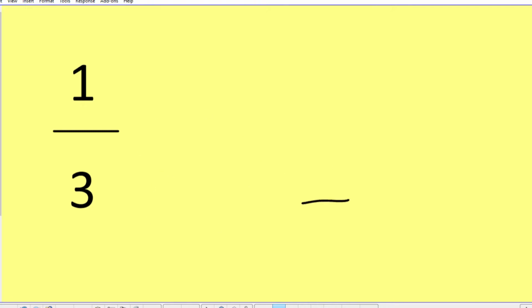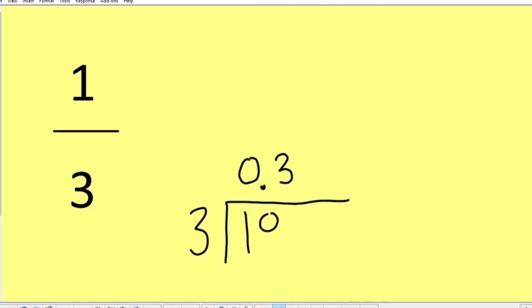This one's a little bit more difficult, but a bit different. So we've got 3 on the outside, 1 on the inside. 3's into 1 can't go. 3's into 10. 3, 6, 9. You've got 3, remainder 1. 3's into 1 can't go, so make that into 10. 3's into 10 goes 3, remainder 1. Can we see a pattern forming here? 3's into 1 can't go. 3's into 10 goes 3, remainder 1. Okay, and that will continue going on forever.